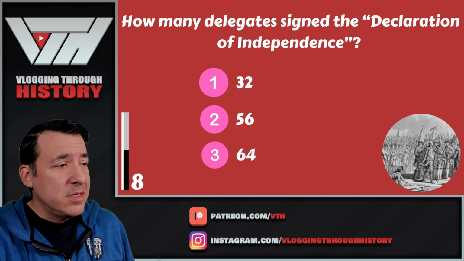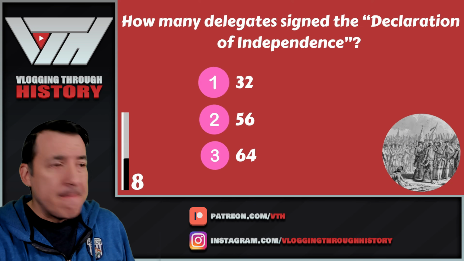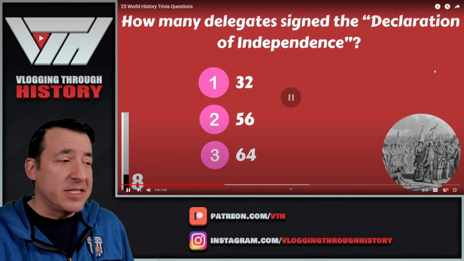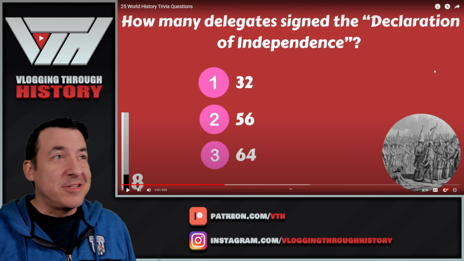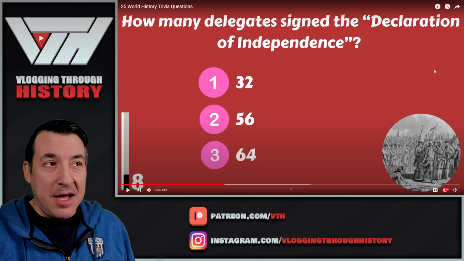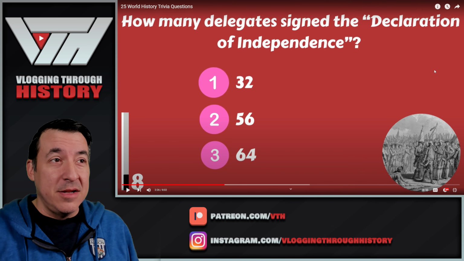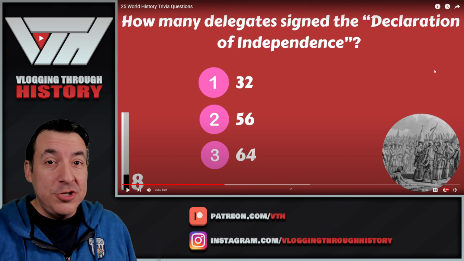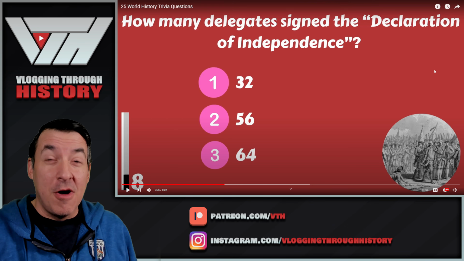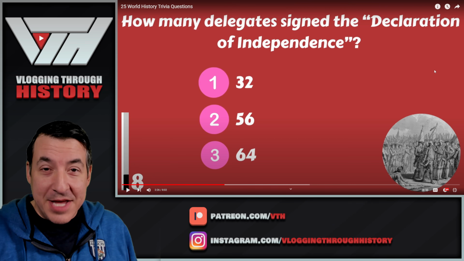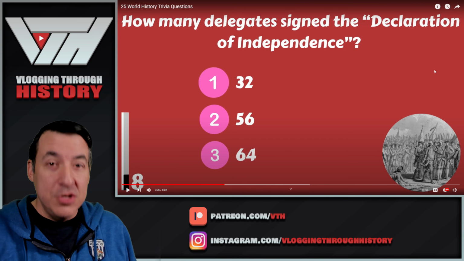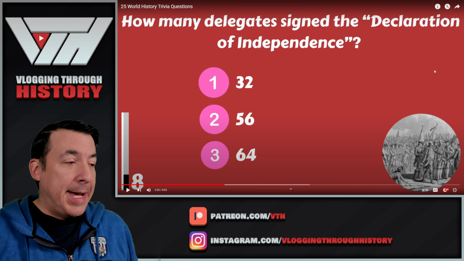How many delegates signed the Declaration of Independence? 32, 56, or 64? 56, most of whom signed on August 2nd. So there's a lot of confusion about the dates. July 2nd is when the resolution for independence was formally adopted. That was when the Continental Congress voted for independence. It was 12 delegations in favor and 1, New York, abstained.